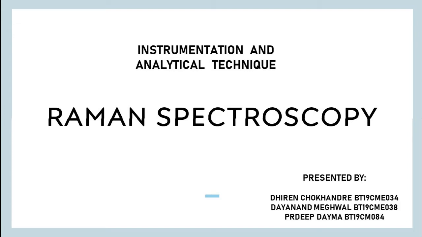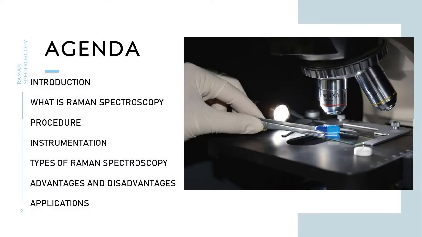In this PPT, we'll first look at the introduction of our topic, that is Raman spectroscopy, and then further we'll look at what Raman spectroscopy is, what we are more interested in this topic, and then the procedure involved in this technique. Then we'll look at the instruments that we are using in this technique, and further we will also look at the variations in Raman spectroscopy, and at last we'll look at the advantages and disadvantages of this technique.